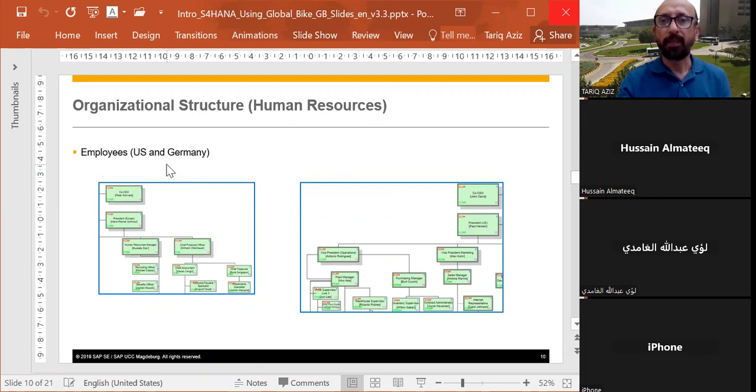So in the United States, we have employees and a hierarchy of the organization: the head, the managers, the directors. Similarly, we have the hierarchy of the German company. They have the co-CEO, and then different directors and managers and staff in different departments. So they have a sales department, purchasing department, manufacturing department. Similarly, in the United States, they also have a similar kind of structure.